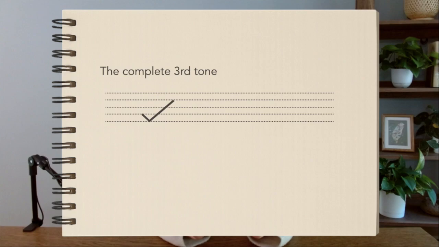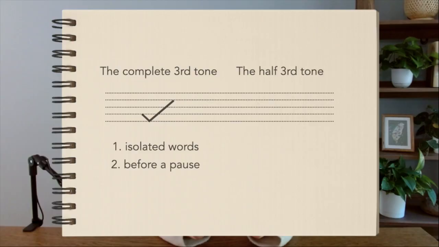We only use it in isolated words like 好 or 早, or right before a pause when you have all the time in the world to bounce back. But even then, in everyday speech, we often don't rise unless we want to emphasize clarity. Most of the time, people use the half third tone, a low tone that doesn't rise.